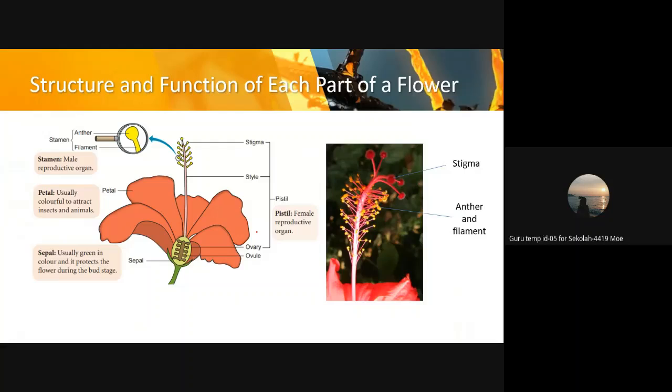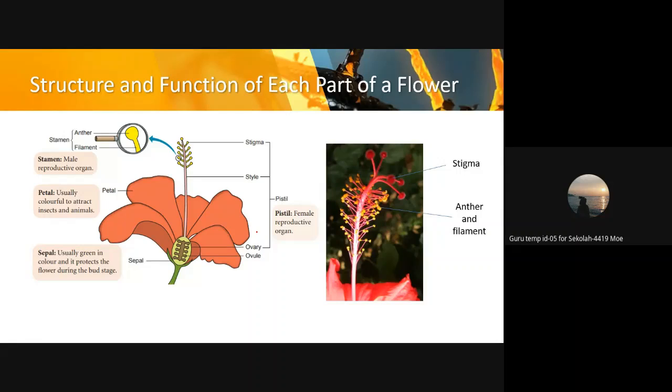I hope you are going to pay attention to my explanation, because at the end of this lesson we are going to do some quiz, word wall. You may find this topic a bit boring because it is about plants, but I hope you can bear with me while I explain. Sikit saja kita nak tengok structure and function of each part of a flower. You can look at your textbook page 120.